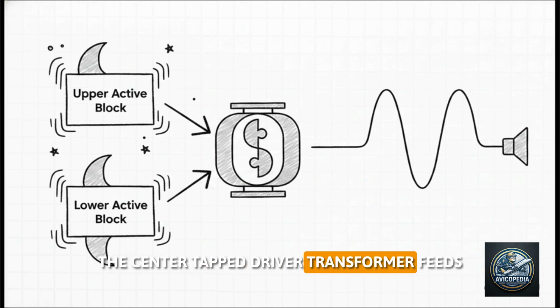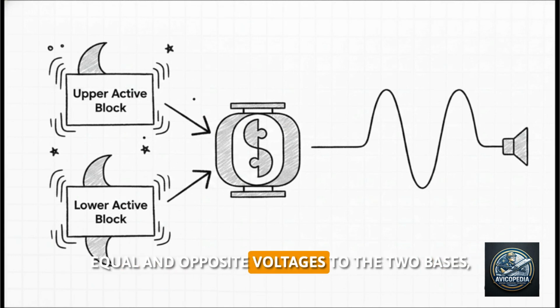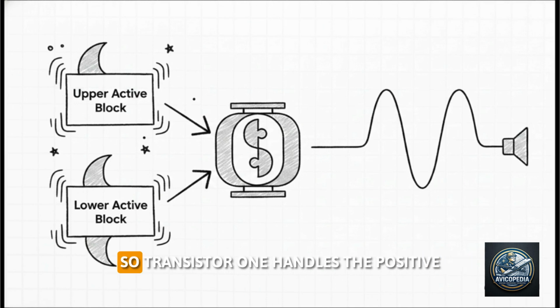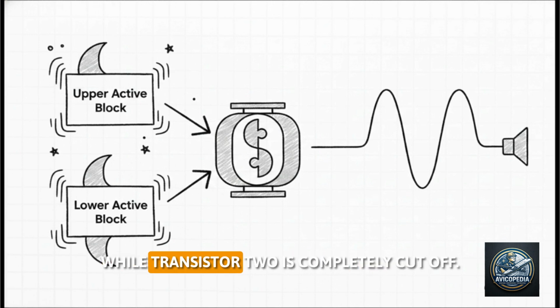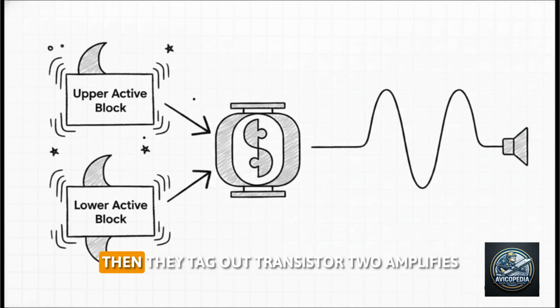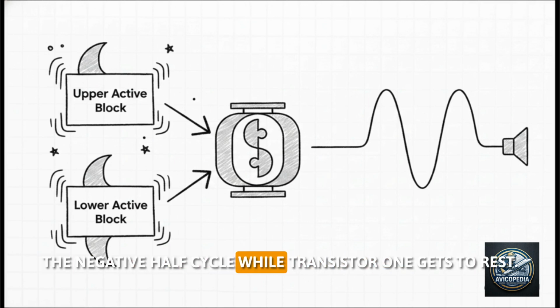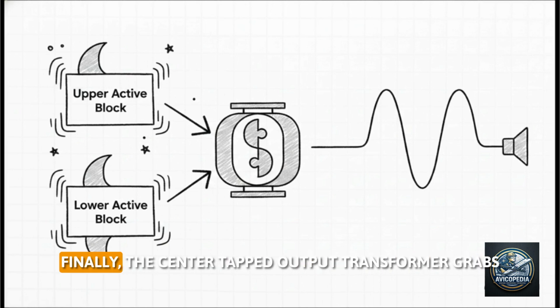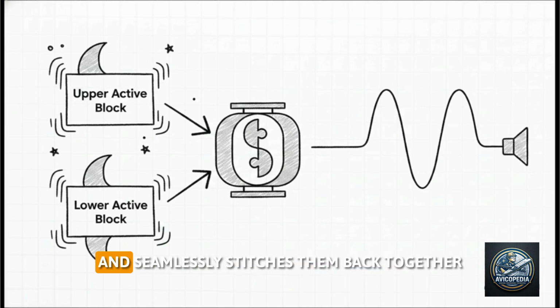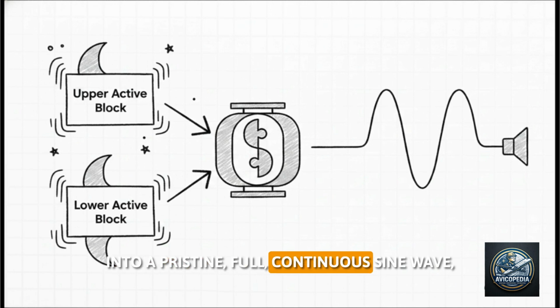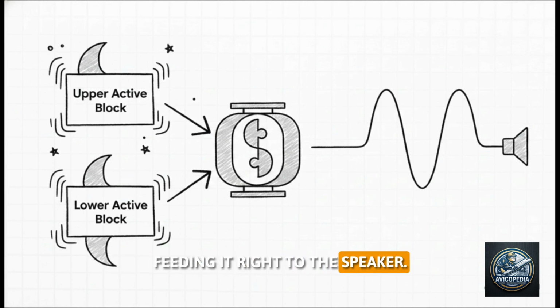The center-tapped driver transformer feeds equal and opposite voltages to the two bases. So transistor 1 handles the positive half cycle of the signal, while transistor 2 is completely cut off. Then they tag out. Transistor 2 amplifies the negative half cycle, while transistor 1 gets to rest. Finally, the center-tapped output transformer grabs these two separate halves and seamlessly stitches them back together into a pristine, full continuous sine wave, feeding it right to the speaker.